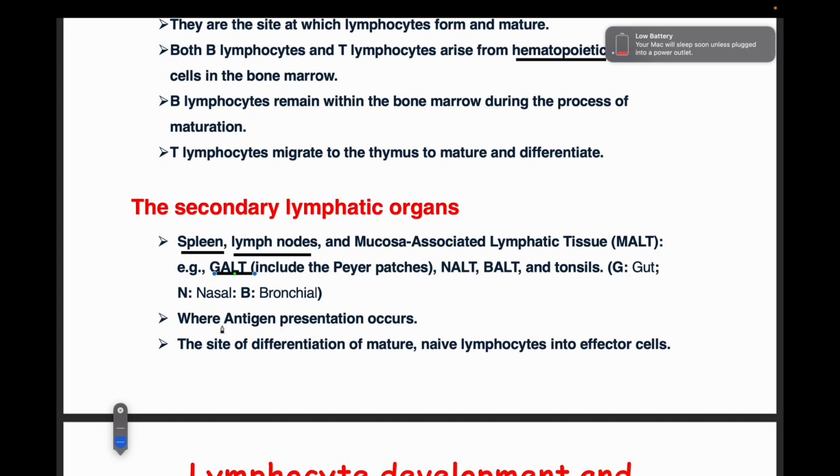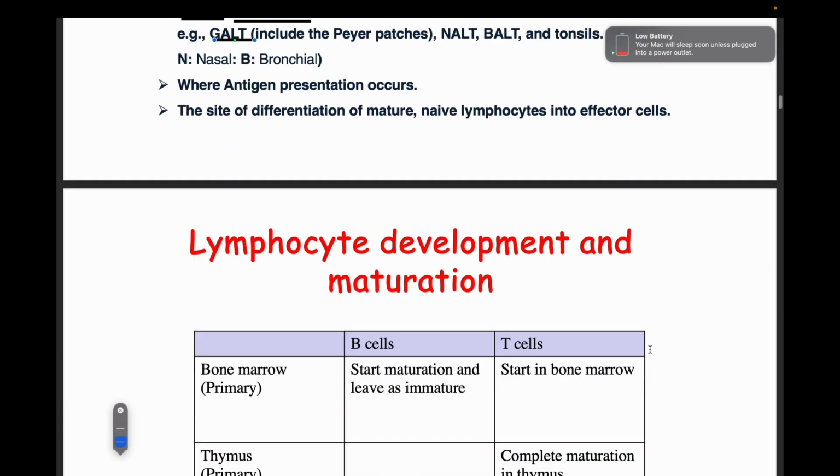In the secondary lymphoid organs, this is where the antigen presentation occurs. Antigen travels to the secondary lymphoid organ carried by an APC, antigen presenting cell. There it is presented to the lymphocytes, the site of differentiation of mature naive lymphocytes into effector cells. This is where the lymphocytes proliferate and differentiate into either effector cells or memory cells.